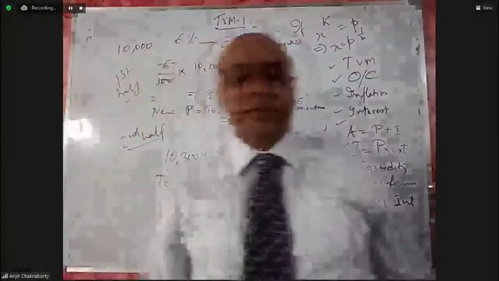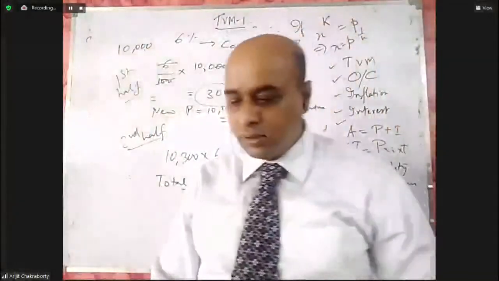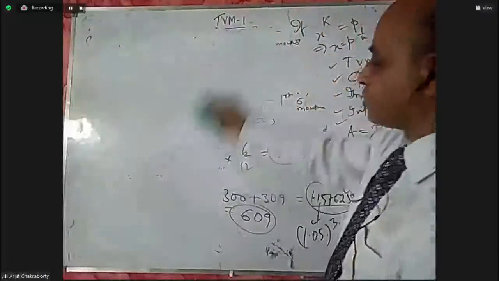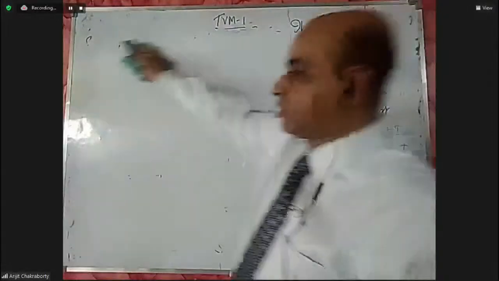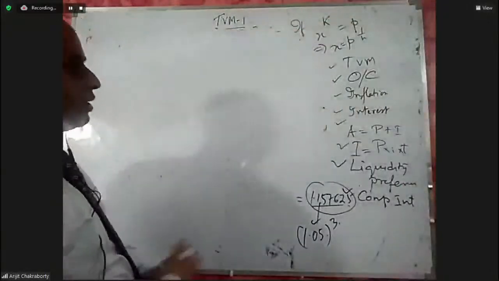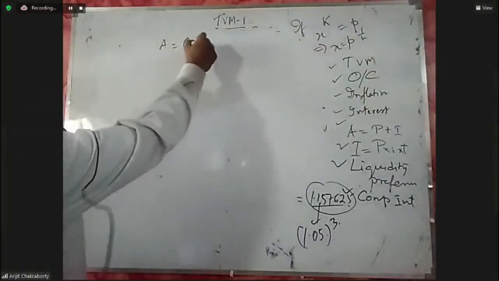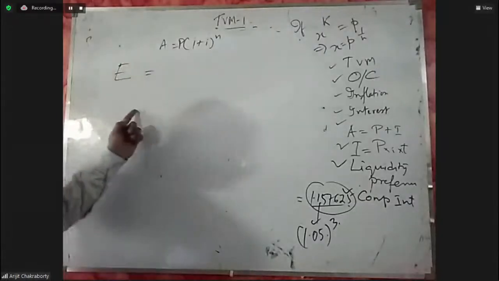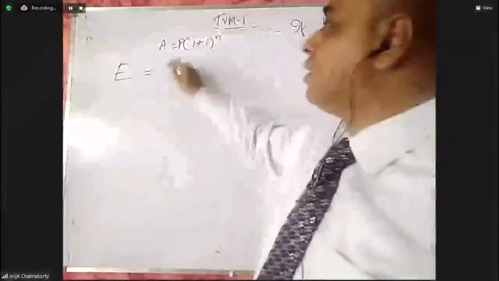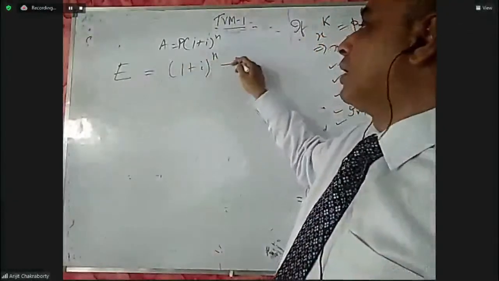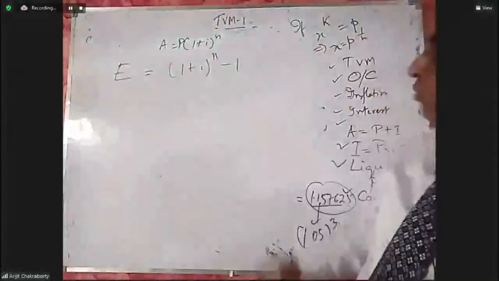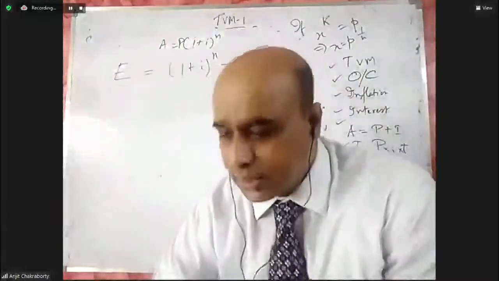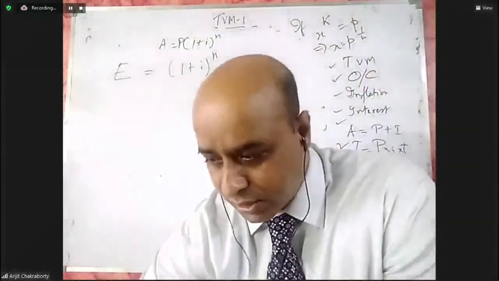The effective rate of interest you can find out by a very simple formula. We have dealt with only 2 basic formulas today, and that is enough for today. The first formula is that amount is equal to principal into 1 plus I to the power n. Now the last formula: the effective rate of interest is given by 1 plus I to the power n minus 1, where I is the interest rate and n is the number of conversion periods.